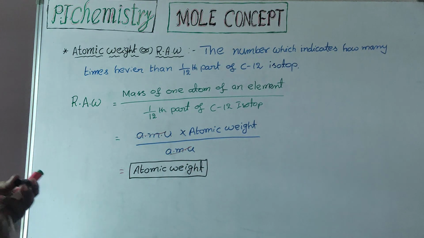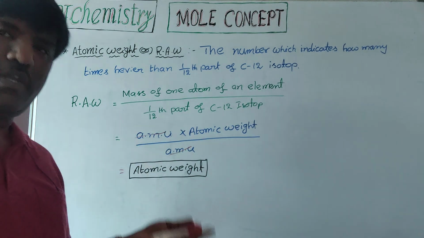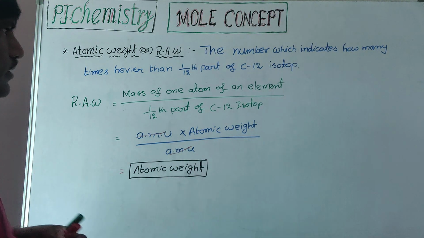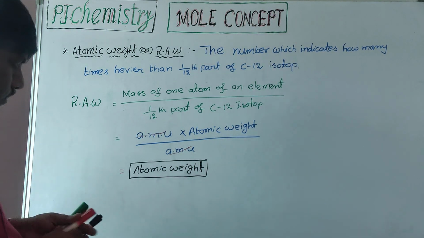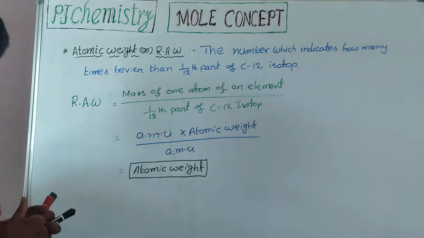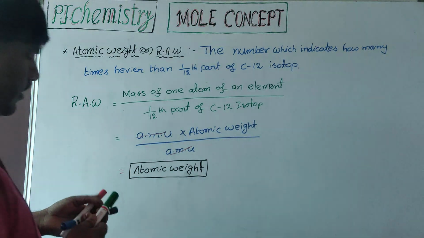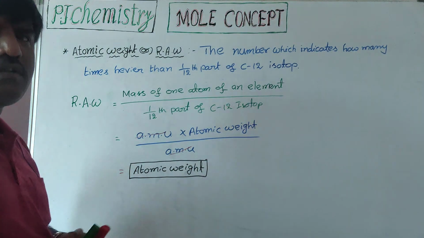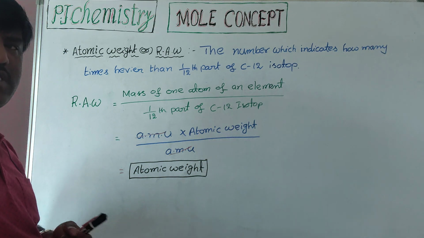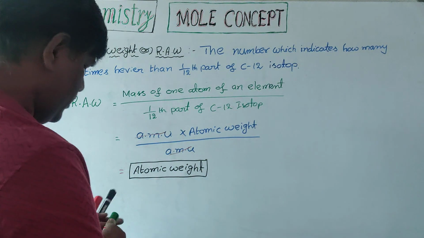How many times heavier than 1/12th part of the C12 isotope means their atomic weights only. Here, go through an example. For example, I want oxygen. Oxygen's relative atomic weight: oxygen has how many protons and how many neutrons in total? Its mass number is 16, meaning 8 protons and 8 neutrons.